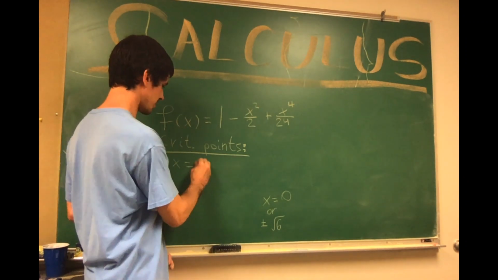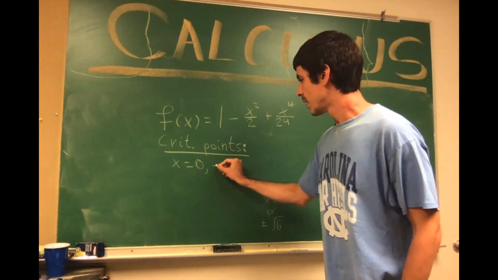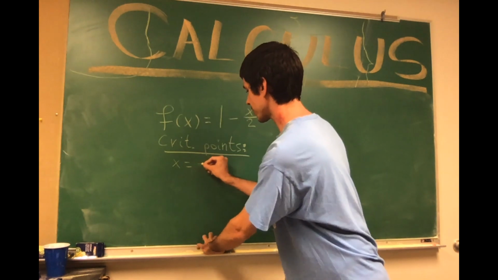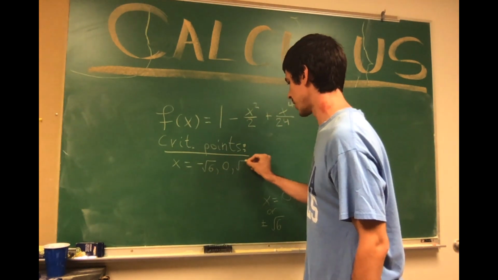X equals 0. I'll write them in order. X equals negative square root of 6, 0, and the square root of 6.